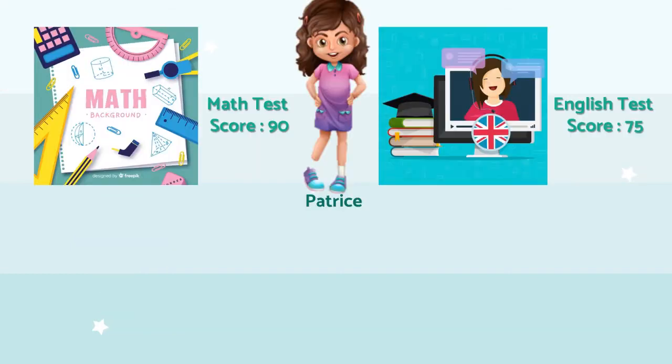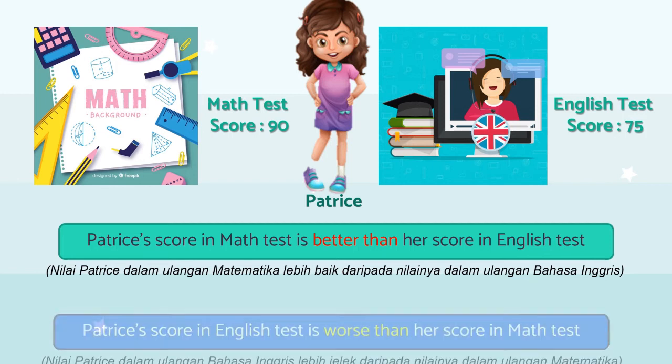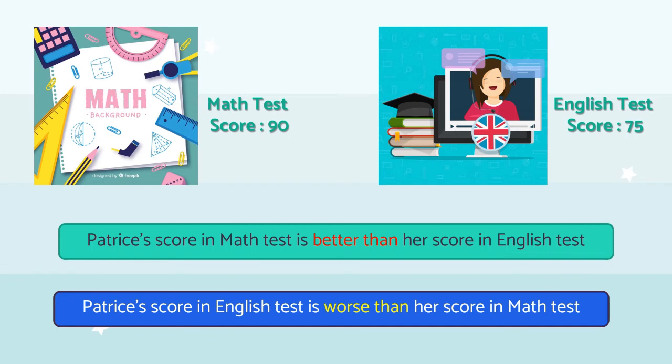This is Patrice. Her math test score was 90 and her English test score was 75. So we can say Patrice's score in math test is better than her score in English. Or you can say Patrice's score in English test is worse than her score in math test. Better than and worse than are examples of irregular adjectives.